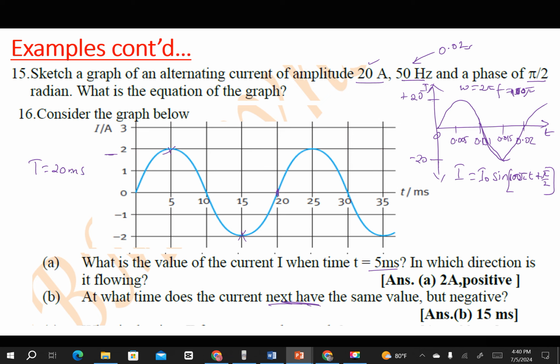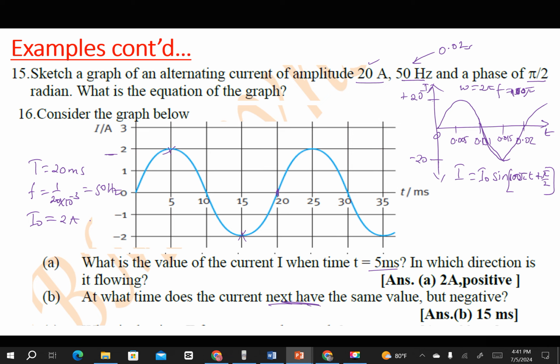Maybe they may ask us for the frequency, which is 1 over 20 times 10 to the power of minus 3. Let's just calculate it, 1 divided by 20 times 10 to the minus 3. I think the frequency is 50 hertz. They may also ask us to find the peak value of current, I naught. What is the current when t is equal to 5? So I naught is equal to 2 amperes. That is the peak current.